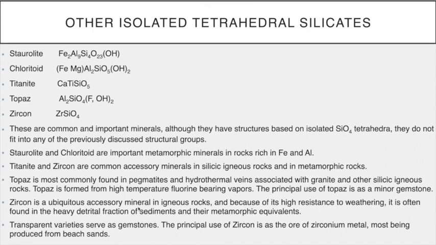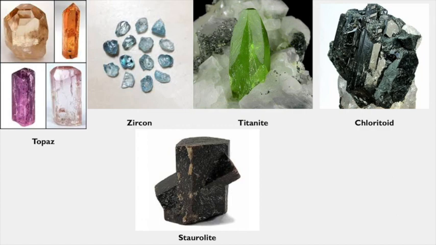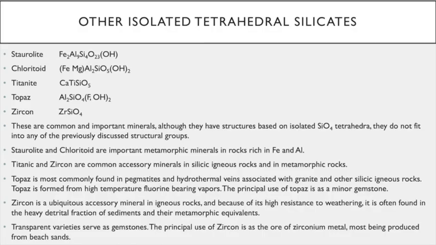The principal use of zircon is as the ore of zirconium metal, most being produced from beach sands. Here are a few pictures of these different minerals like staurolite, chloritoid, titanite, topaz, and zircon.